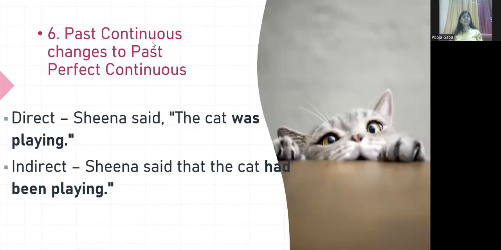Now see the next tense, past continuous changes to past perfect continuous. Sheena said, the cat was playing. In indirect sentence, it will be Sheena said. Inverted commas will change into that. The cat will remain the cat as it is not a pronoun. Nouns will remain as it is. Was playing will convert into had been playing. Past perfect continuous. So the indirect sentence will be Sheena said that the cat had been playing, and there will be no inverted commas now.